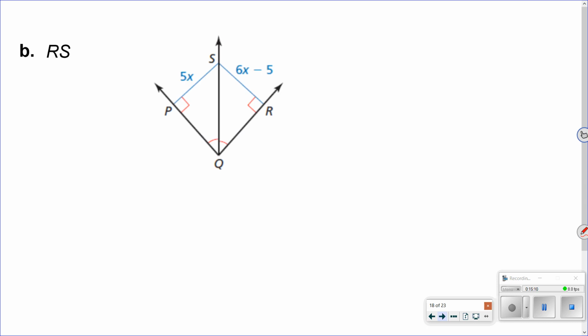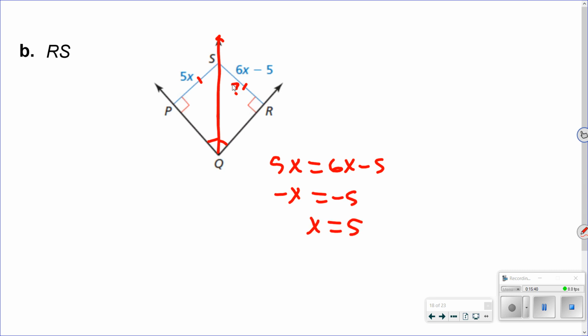We want to find the measure of RS. So RS is this side over here. This looks like an angle bisector. The question is, is there enough information to know that? And they have these two little marks. That means those are equal. That means that is the angle bisector. That means that these two segments have to be equal. So I can go 5x equals 6x minus 5 and solve that. So I'm going to minus the 6x over. So x is equal to 5. It wants to find RS, so plug 5 back in. So what's that, 25? I think is what we end up getting right there.